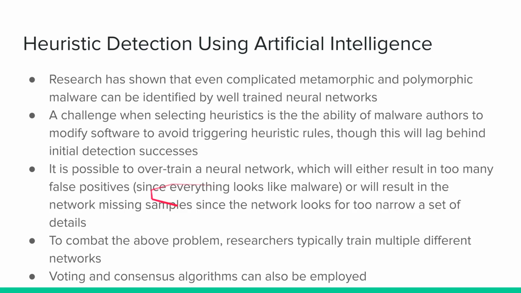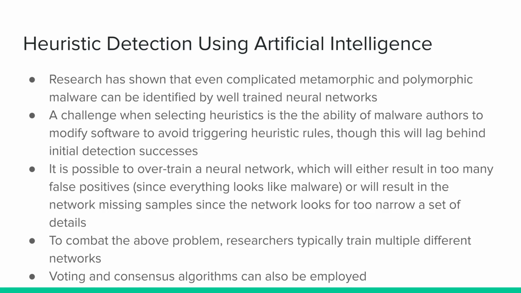So to overcome this notion of overtraining or being too specific, what you can do, or what some researchers have done, is actually train up sort of a team of neural networks. So each member of this team has maybe been trained to identify certain behaviors. So you feed the sample to every member of that team and they all come back with like a vote. Then you can use something like a voting or a consensus algorithm to look at everyone's vote and sort of put it together and decide what course of action you're going to take.